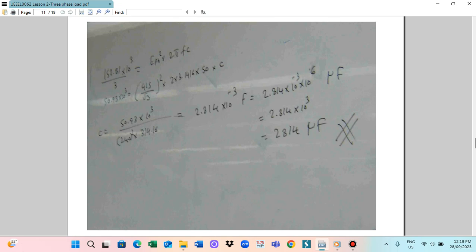So 50.93 multiplied by 1000 divided by 240 divided by 240 divided by 314.16. So this is 2.814 into 10 power minus 3 farad. So multiply with 10 power 6 to become microfarad. So the 2.814 into 10 power 3, so 2814 microfarad.